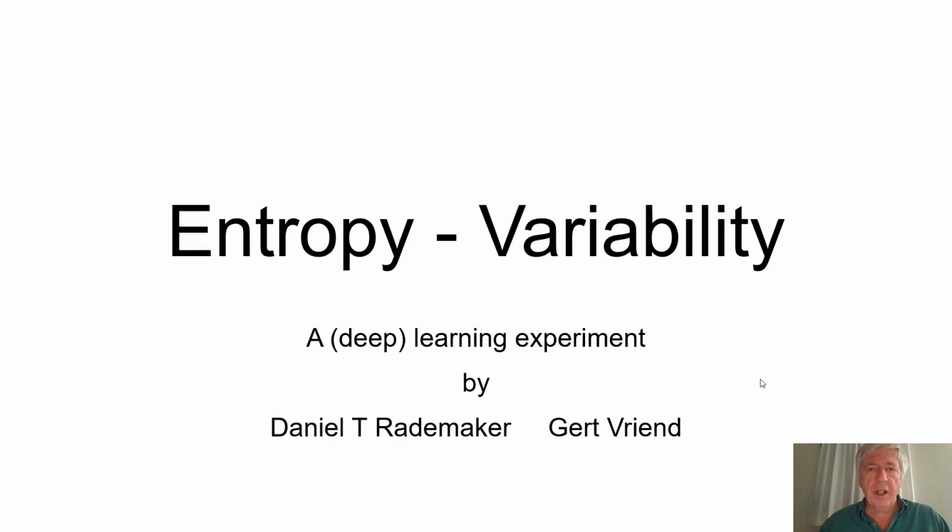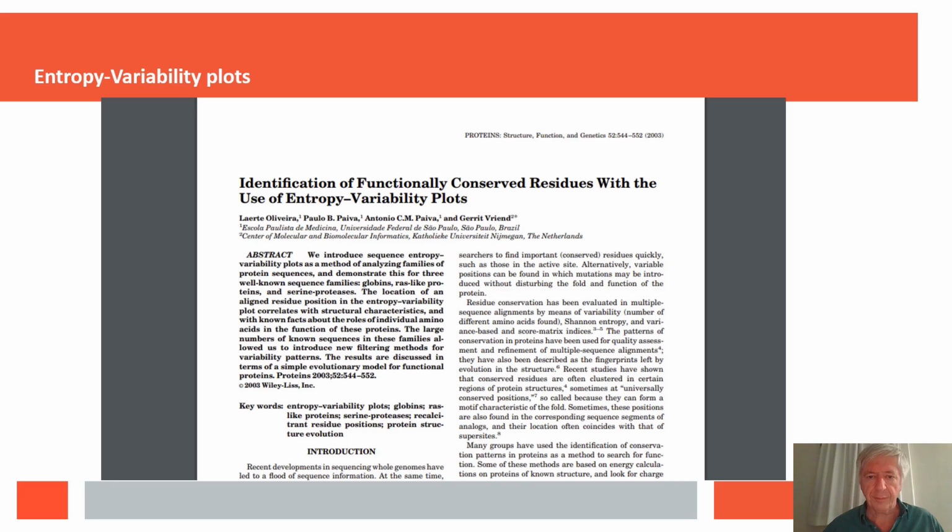In this short seminar, I will give an overview of the Entropy Variability website that is associated with the article that probably brought you here. It all started almost 20 years ago when Gert Oliveira came with the idea to describe the variability pattern that you find in columns in multiple sequence alignments by two parameters. One, the Shannon entropy, and the other one, the simple variability.